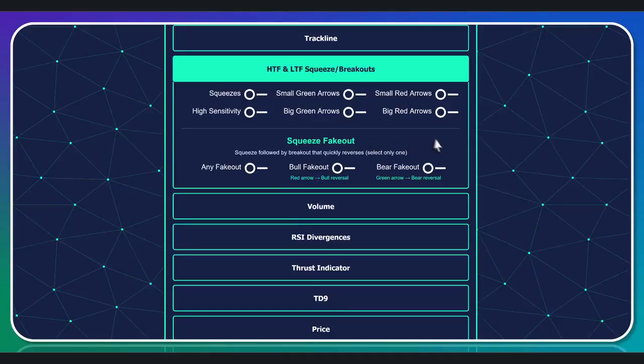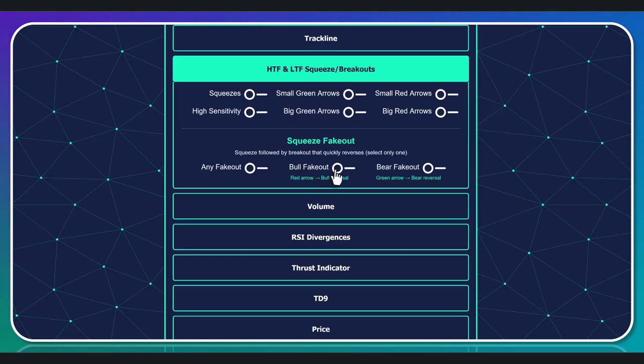Now what that is, if you don't know, is when we get a squeeze shading, we get a breakout arrow in one direction, very soon followed by a reversal signal. And this ends up being a mean reversion play that is very, very powerful. In fact, it's what started the NASDAQ, the S&P 500, and the Bitcoin move that we currently see. So let's look at this.